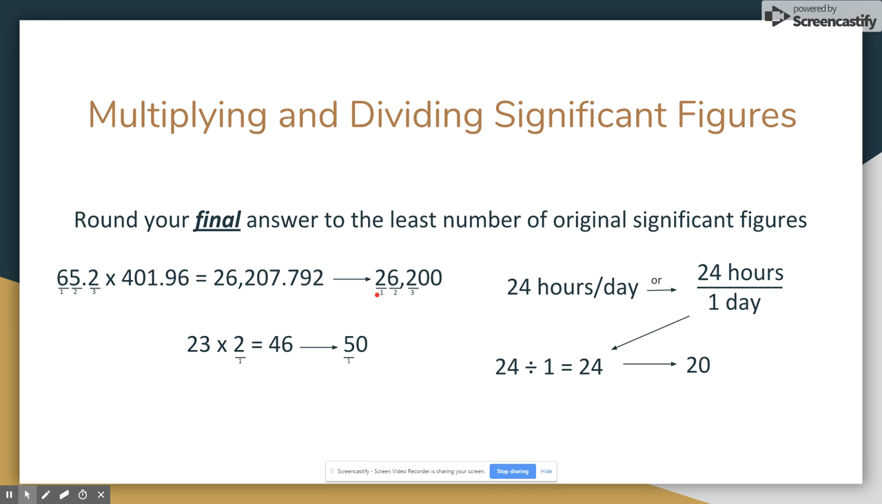Now it can be kind of confusing. Like this one, 23 times 2, it's simple to do in your head to get 46, but because of significant figures where you have to round to the first sig fig, it's going to become 50. And this one's another example of how it could be slightly confusing. If you say 24 hours per day, which is the same thing as 24 hours divided by 1 day, because of this one sig fig of just 1, you're going to round 24 to 1 sig fig, meaning you're only going to get 20. So that's just an example of how they can be slightly confusing.